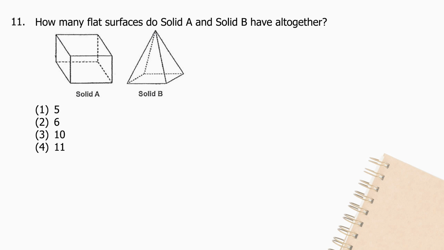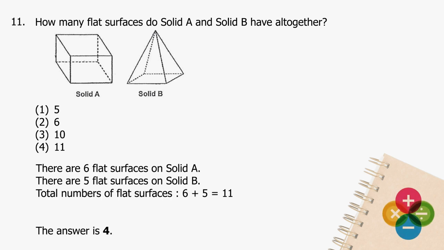Question 11. How many flat surfaces do solid A and solid B have altogether? There are 6 flat surfaces on solid A. There are 5 flat surfaces on solid B. The total number of flat surfaces will be, add 6 to 5, and the sum is 11. The answer is 4.